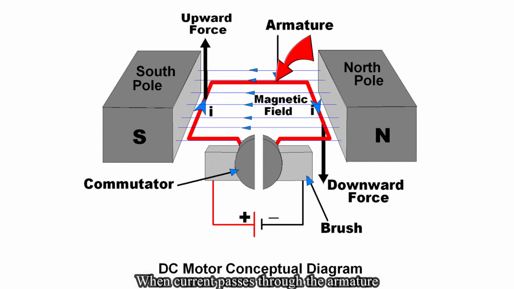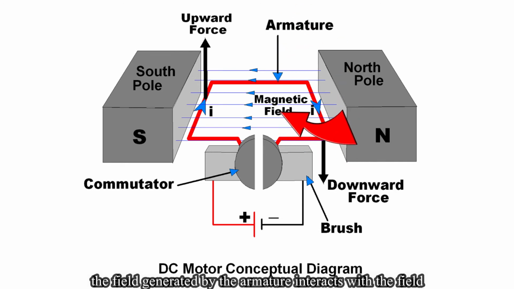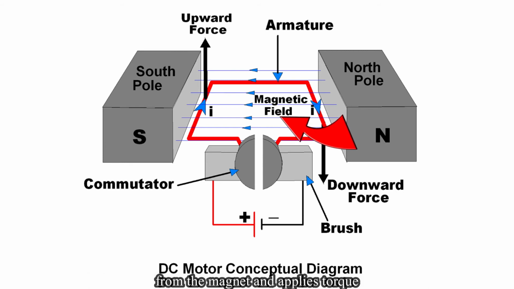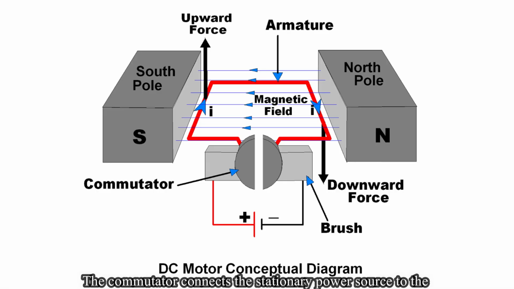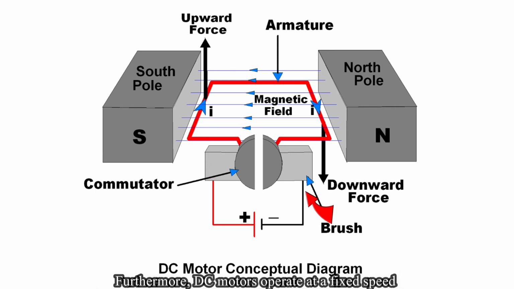When current passes through the armature, also known as the coil or wire that plays between the north and south pole of the magnet, the field generated by the armature interacts with the field from the magnet and applies torque. In a DC motor, the magnet forms the stator. The armature is placed on the rotor and a commutator switches the current flow from one coil to the other. The commutator connects the stationary power source to the armature through the use of brushes or conductive rods.